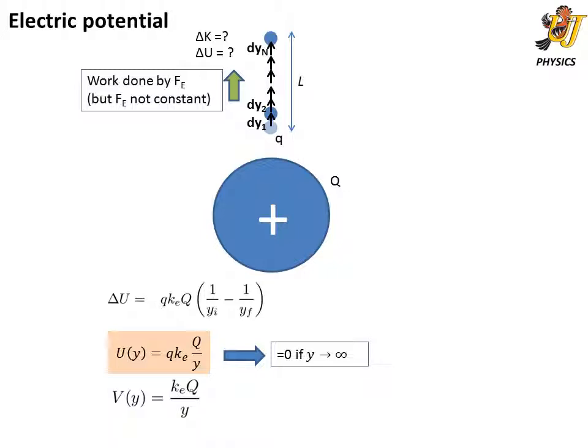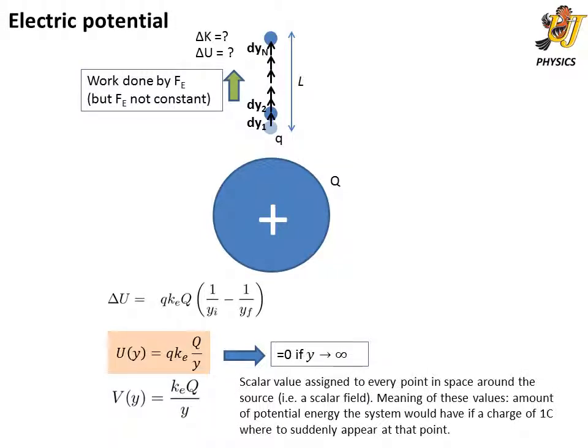The electric potential basically depends on the amount of charge carried by the source, but it maps a value to every point in space around the source. So a scalar value is assigned to every point in space around the source. The meaning of these values is that it is the amount of potential energy that this system would gain if a charge of 1 Coulomb were to suddenly appear at that particular point.